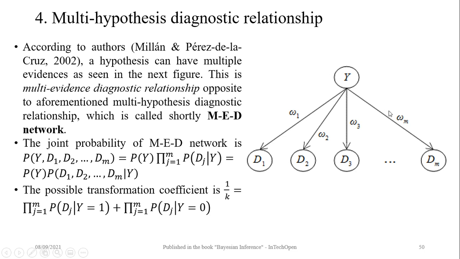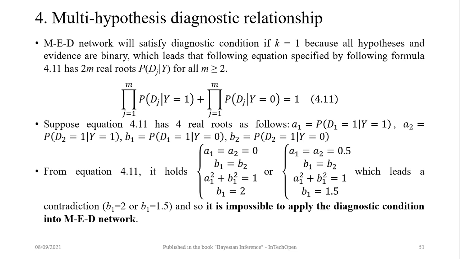The figure shows the MED network. The MED network will satisfy the noted condition if K equals 1, because all hypotheses and evidence are binary. This means that the equation specified by formula 4.11 has 2m real roots, the probability of D_j given Y, for all m larger than or equal to 2.